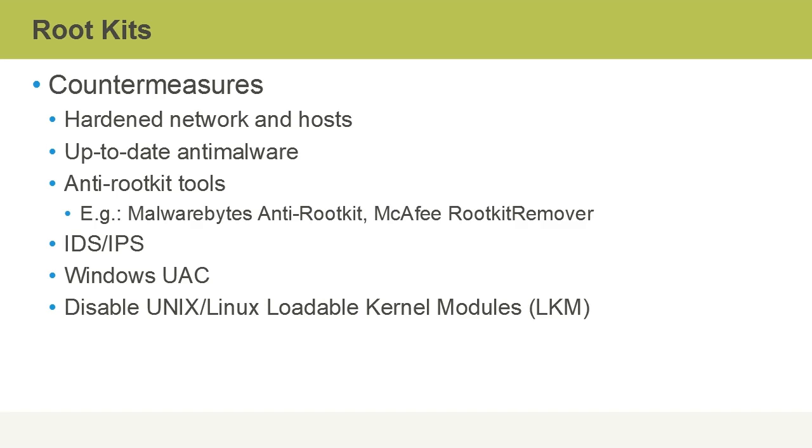The use of intrusion detection and prevention systems is also really important in this case to detect suspicious activity such as the replacement of operating system files. In the Windows world, user account control or UAC can also be beneficial in that it can prompt the user of the system before anything happens in the background, such as making a change to the registry to spawn some kind of a rootkit. Also, we might consider disabling in the Unix and Linux platforms loadable kernel modules or LKM.